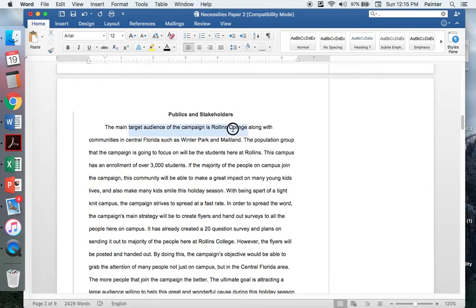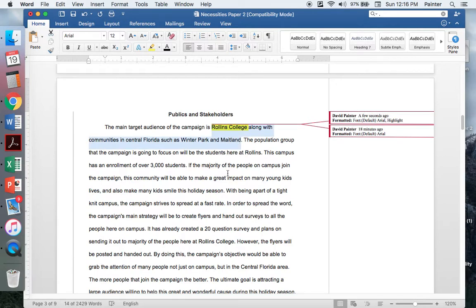The main target audience of the campaign is Rollins College. Is it the college or is it the people who attend and work at the college? So the target audience, well, the campaign is going to focus on the students. So it's very confusing. Is the target audience Rollins College, Winter Park, and Maitland, or is it the students?